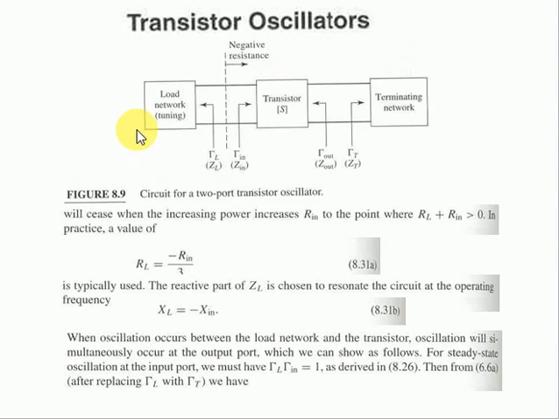Otherwise, oscillation will cease, because increasing power increases Rin to the point where RL plus Rin is greater than 0. A suitable value of RL is equal to minus Rin upon 3. Equation number 8.31.